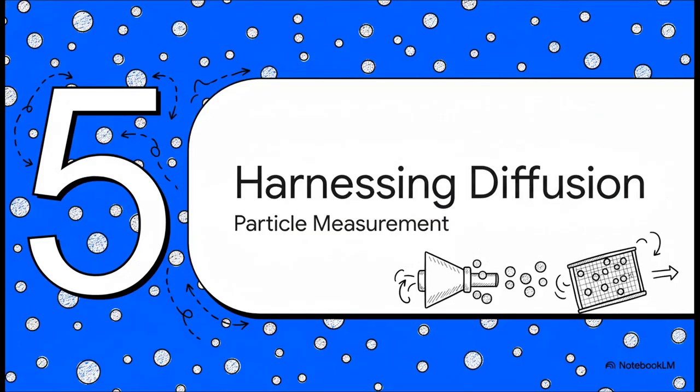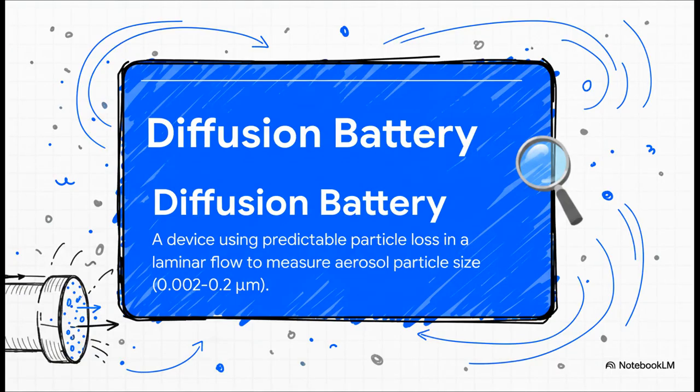Okay, so diffusion can be a huge pain, right? It messes with your samples, it causes you to lose particles, but in science, we love to flip the script. What if we could use this seemingly destructive force as a tool? Well, it turns out we absolutely can. And we do it with a seriously clever piece of engineering called a diffusion battery.